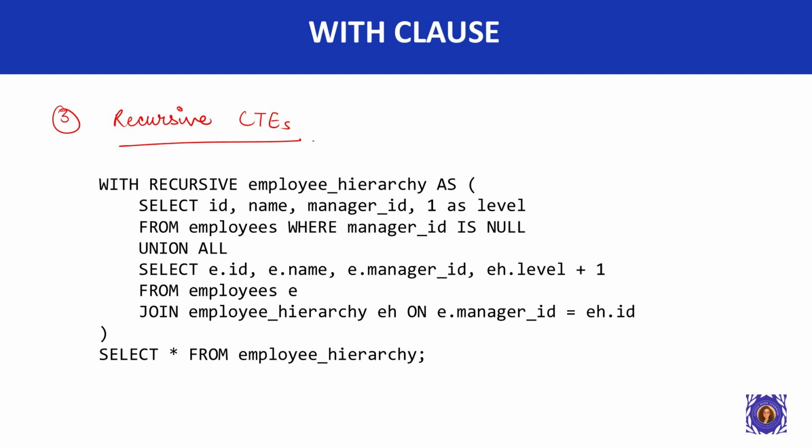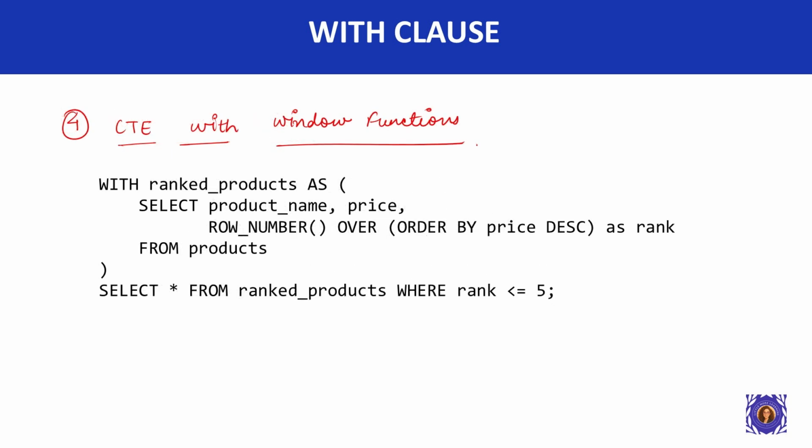This technique can solve problems that would be incredibly difficult or impossible with traditional SQL. The last one to look at is the CTE with window functions. This SQL query effectively retrieves the top 5 most expensive products by utilizing a common table expression, CTE, named ranked_products in conjunction with a window function.